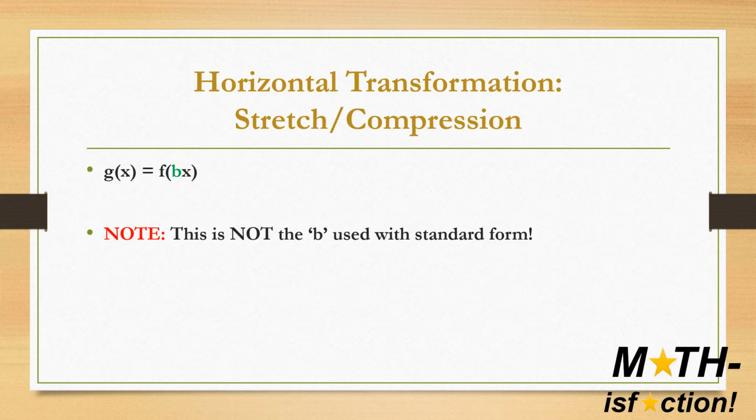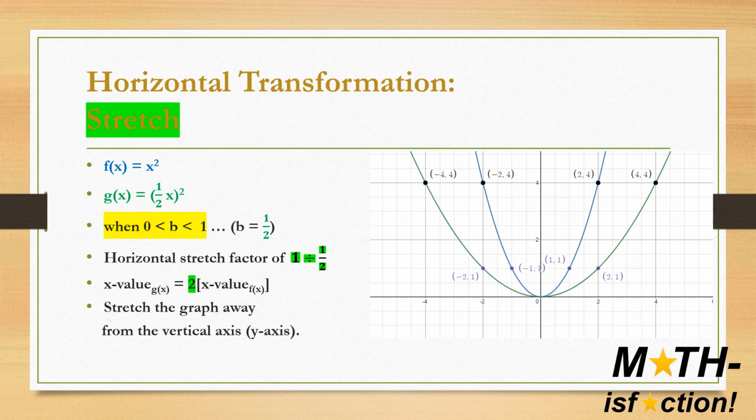Next, let's look at a stretch or a compression. The input is multiplied or divided by a factor. That b is the factor that you multiply or divide the input by. And the result will be a stretch when b is greater than 0 but less than 1. Stretching away from the y-axis. You could say the u is getting bigger or wider.